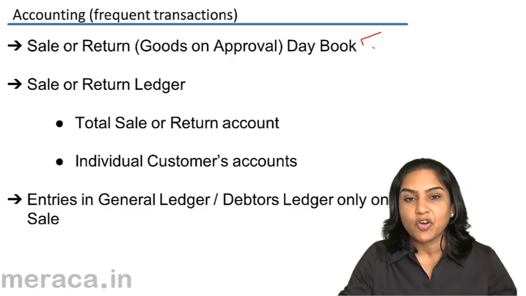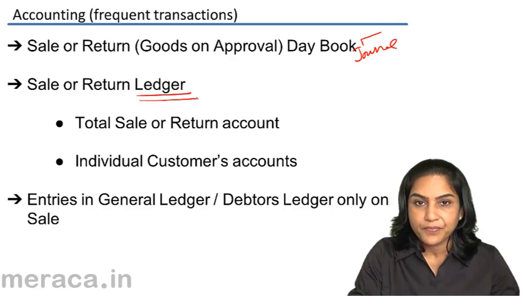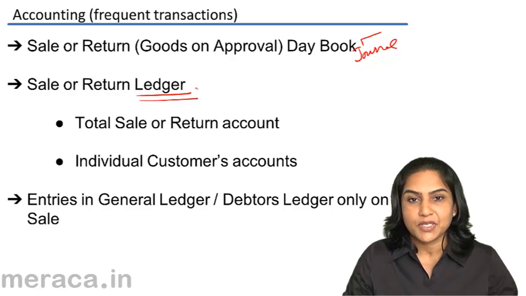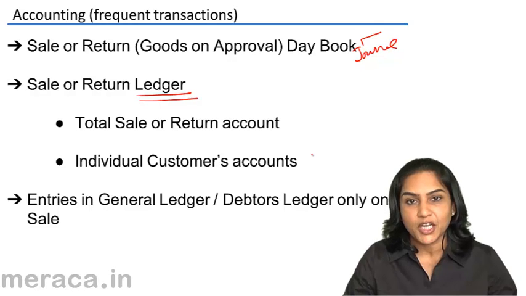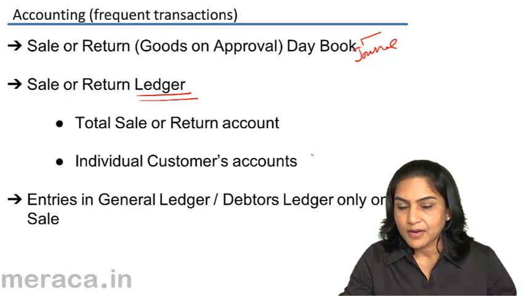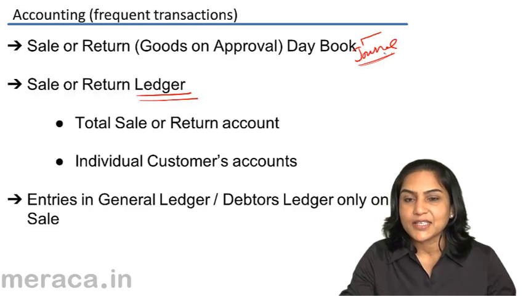Next, we have a sale or return ledger. This was a journal, and we have now a ledger which has two kinds of accounts. One account is the total sale or return account. The other is individual customers account. If we have 100 customers to whom we sell goods on approval basis, we will have 100 customer accounts in this particular ledger. So the entries are made in the ledger based on the records that we have made in the journal. We will discuss these details, the accounting entries, in a while.